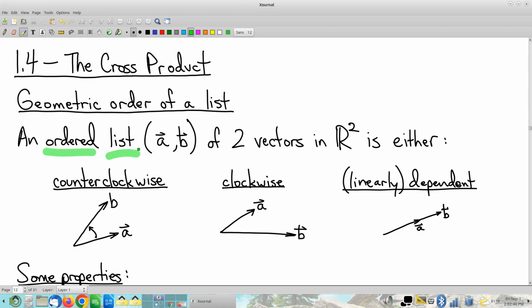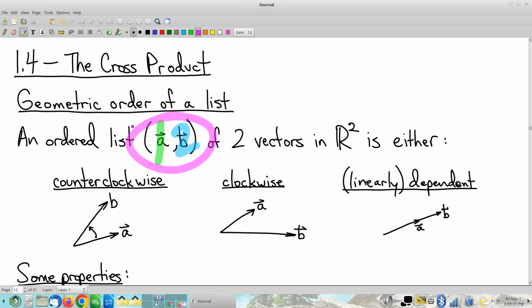Okay, so I say here an ordered list. That's actually, I don't really need to say ordered. List implies an order, right? If you have a list of things, one of them is written first, the next one is written second. The order is implicit in how it's written down. So that said, I put ordered here just as a reminder, but we're going to be thinking of A here as being first. We're going to think of B as being second. Okay. All right. That said, how would I geometrically describe this order?